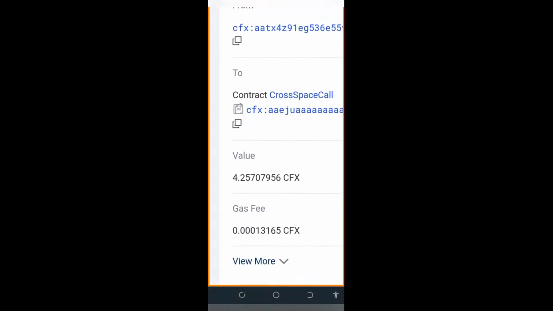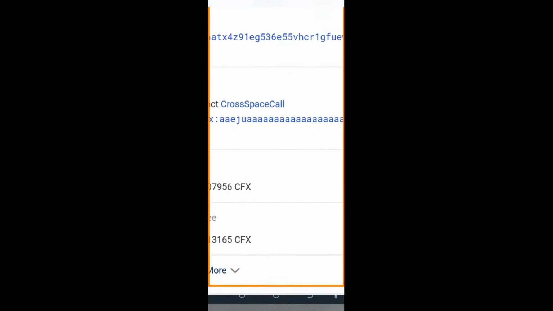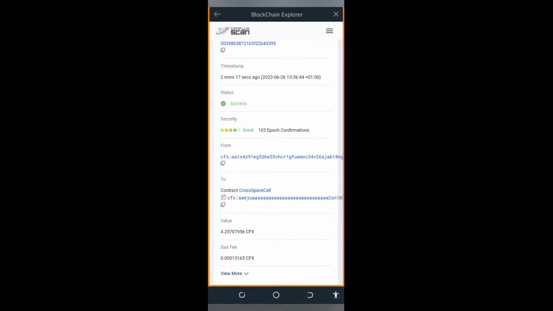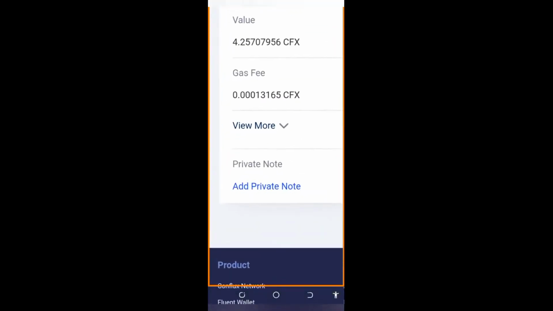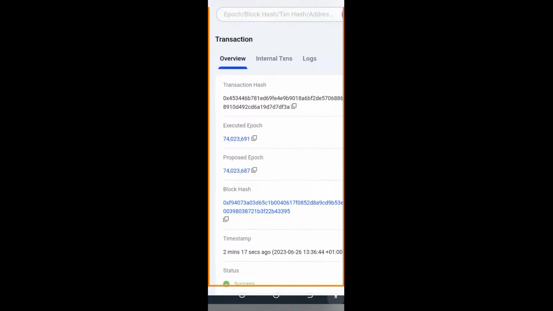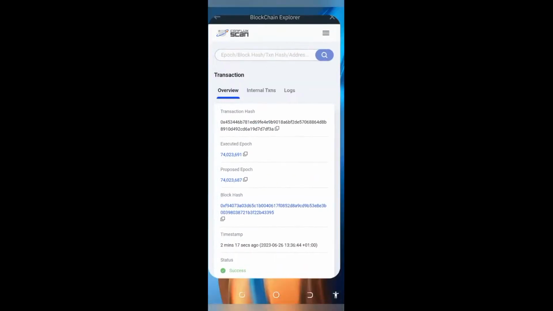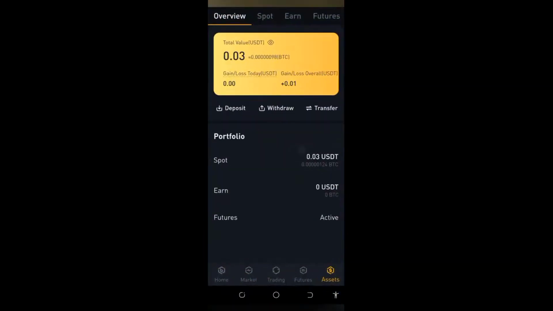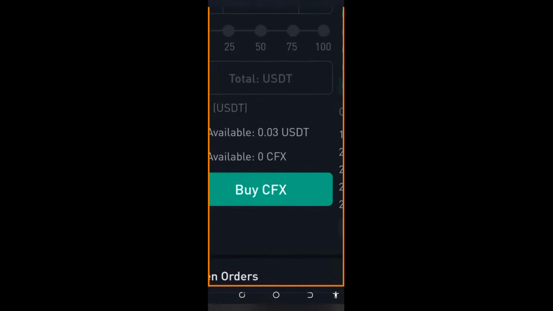You can see everything is here. All right. So we can see that it's 4.257 CFX, because don't forget, it has to take its own trading fee. Everything is here. Okay, so it's telling me that it's success. So we just have to wait a bit to see when it will land in buy true. Right now, it's not yet here. Still 3 cents.